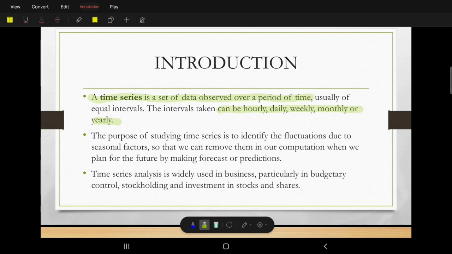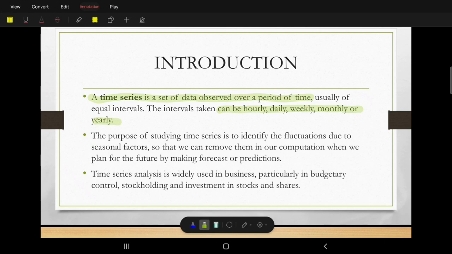Setiap 1 jam, setiap 1 hari. Contoh awak nak buat observe jualan nasi lemak setiap hari. Setiap hari tu that means dia punya time concept. Or you nak buat observe on your CGPA every semester. Semester tu pun time concept dia. Semester 1, semester 2, semester 3.